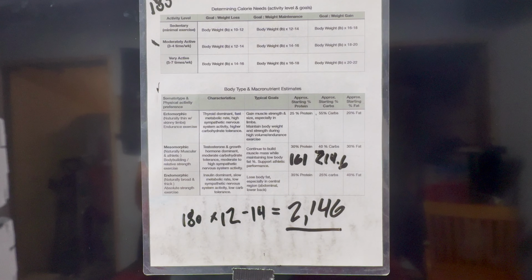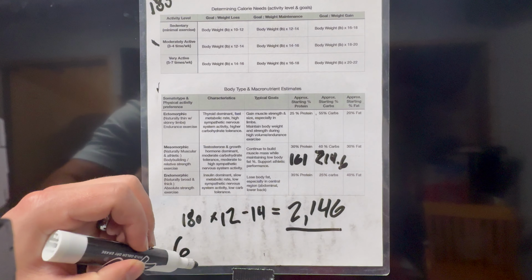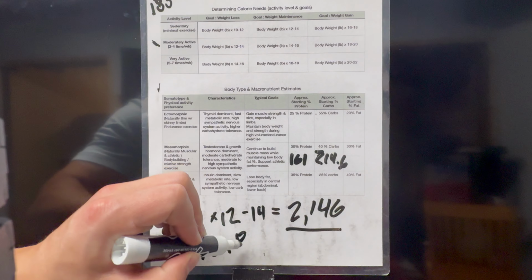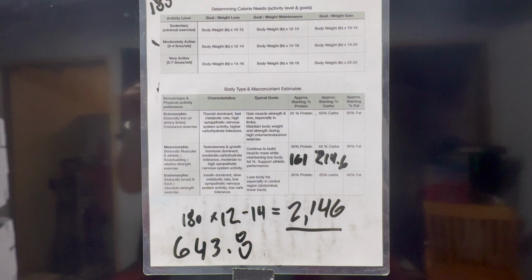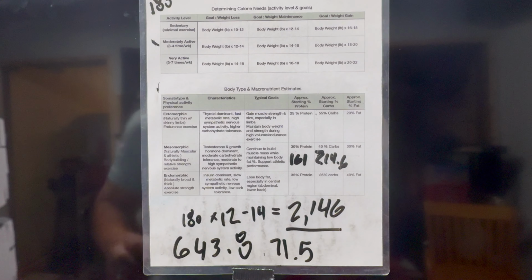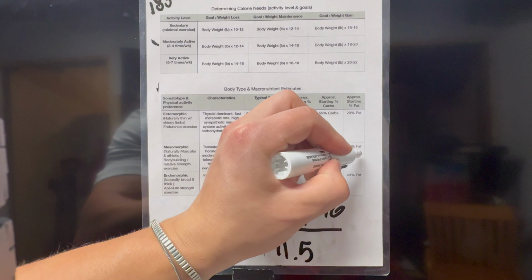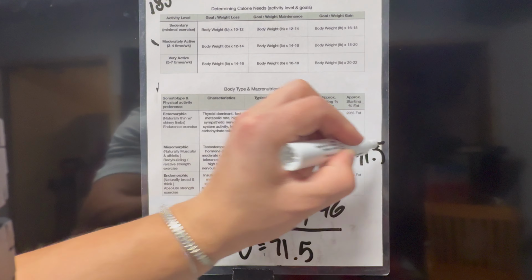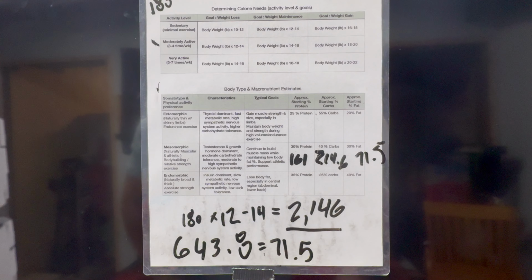So we're gonna take that same starting calorie total, 2,146, and we're gonna times that by 0.3, which is gonna give us 643.8. Protein has 4 calories per gram, carbs have 4 calories per gram, but fat has 9. So what we're gonna do is take that 643.8 and divide that by 9. That's gonna give us 71.5, okay? So I'm gonna go ahead and put 71.5 here. If you can see that, sorry, my writing kind of sucks.